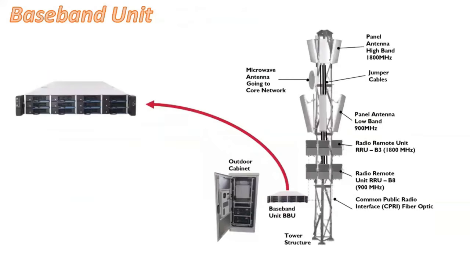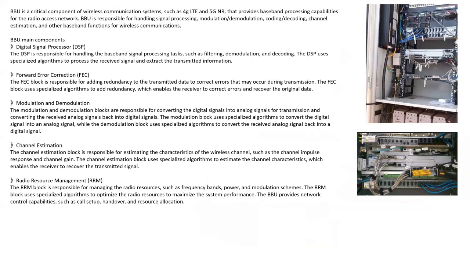You should also know the basic function of the baseband unit. The BBU is typically located below the tower in the traditional network. It is responsible for processing the baseband signals. It is placed in the equipment room in the traditional network and connected to the RRU through an optical fiber. These are the basic functions of the BBU, and we don't have to go into detail. When I share the PDF, you can read them: the BBU main components and functions include DSP, forward error control, modulation and demodulation, channel estimation, and radio resource management.